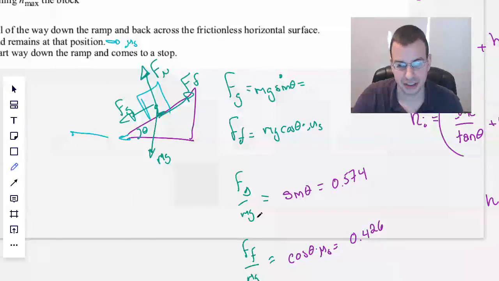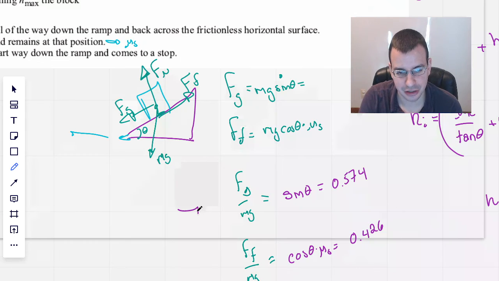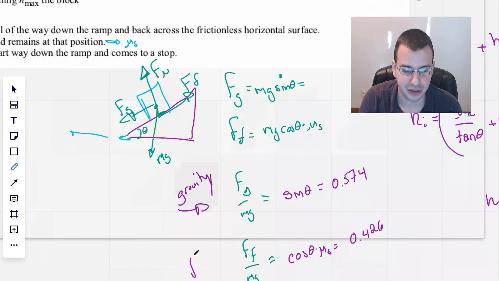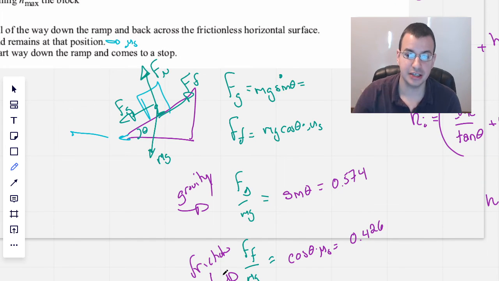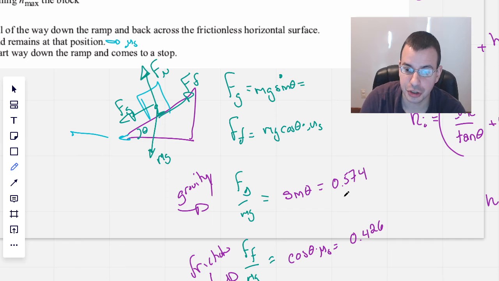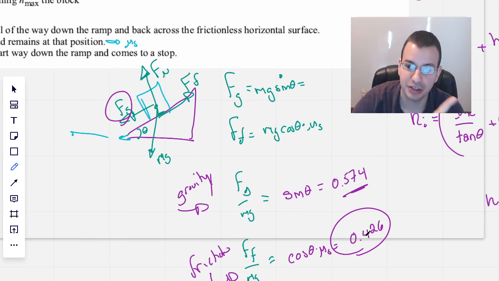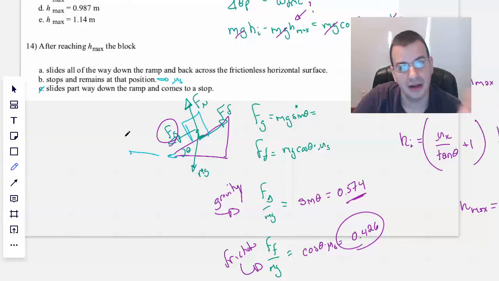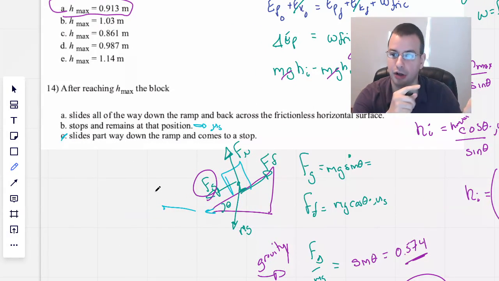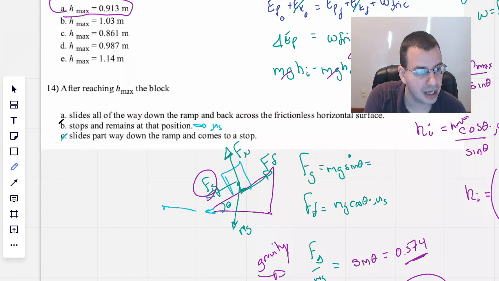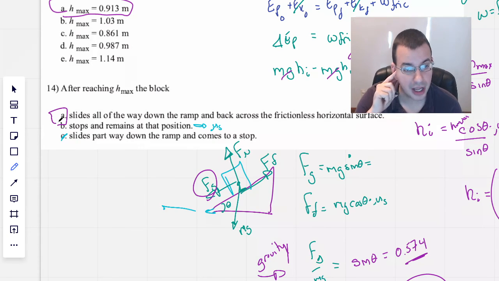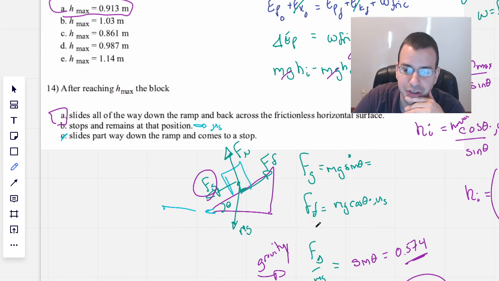So what this tells us then is that this is due to gravity, basically sliding down. This is due to friction. And since the force due to gravity pulling it down, this guy right there, is bigger than the friction term, it's going to slide down towards the bottom of the ramp. And then once it gets to the bottom of the ramp, it'll slide all the way across. So it slides all the way down the ramp and back across the frictionless horizontal surface.